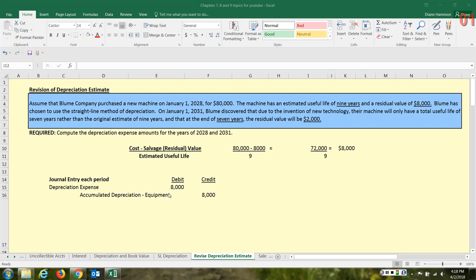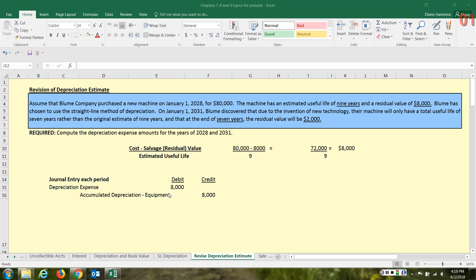Assume that they purchased a new machine January 1st, 2028 for $80,000. The machine has an estimated useful life of 9 years. Residual value, which you remember is the same thing as salvage value, is $8,000. Bloom has chosen to use the straight line method of depreciation.